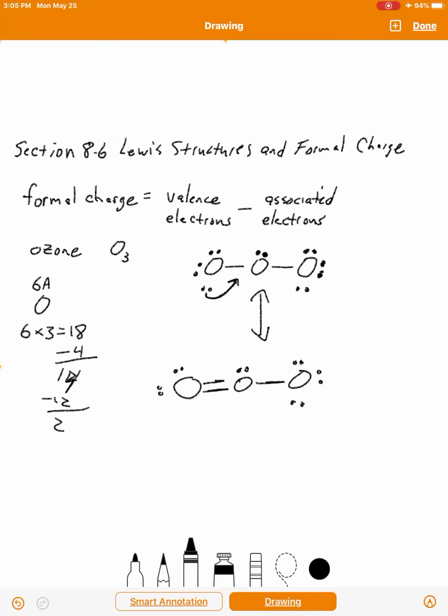There we go. Each oxygen now has 8 electrons, okay? Now you may have noticed, wait a minute, I could have pushed the pair from the oxygen on the right. That's absolutely right, and that's actually a different topic that we'll discuss later. But for now, each oxygen has 8.